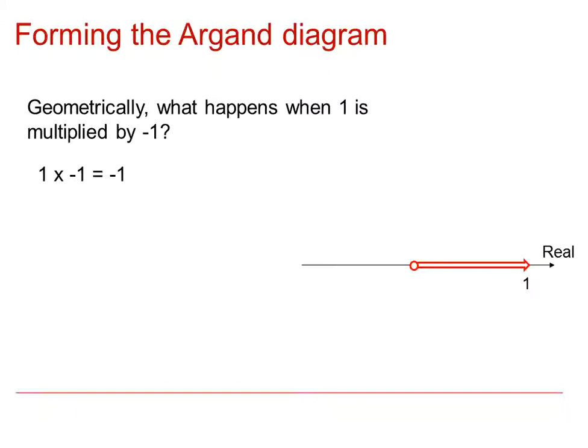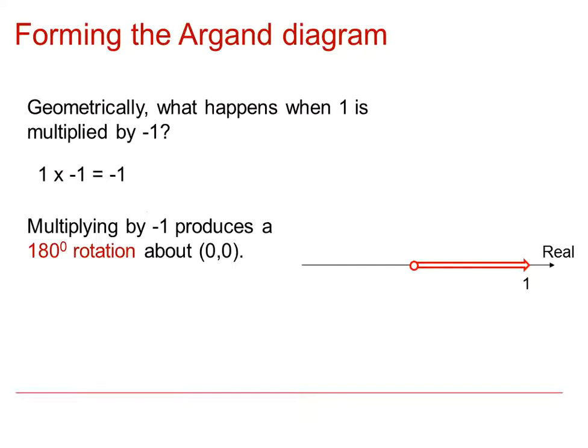Geometrically, what happens when 1 is multiplied by minus 1? We know that when we multiply 1 by minus 1, we get the answer minus 1. So the number 1 on the real axis becomes minus 1. So multiplying by minus 1 has produced a 180-degree rotation about the origin.